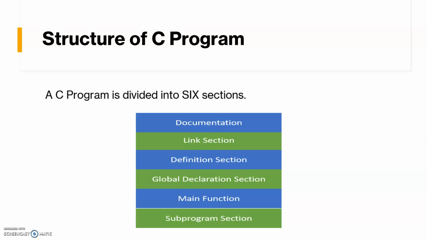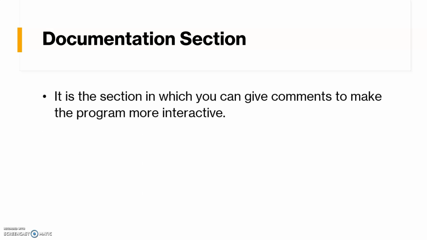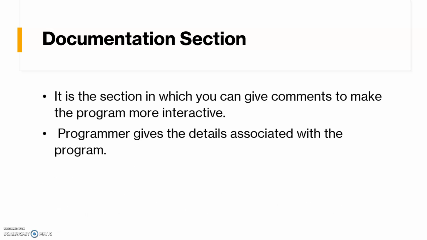Let us learn about the individual sections in detail. The first one is the documentation section. As the name itself says, this section is used for documentation purposes, where you can have your own comment lines to add interactivity to your program. You can write the details belonging to the program, like who is the developer of the program or what this program is about. Normally this section is used for writing lines that increase the understandability of your program.